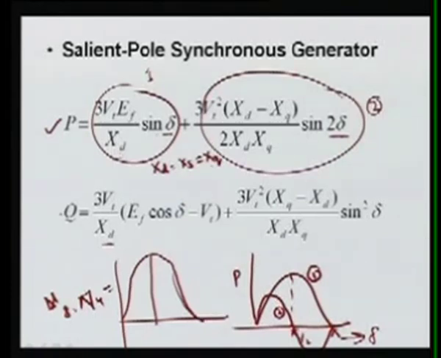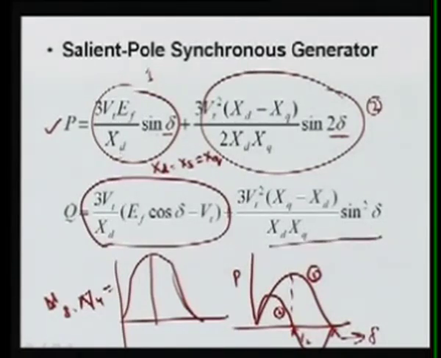Similarly for the reactive power, we had this component earlier in the cylindrical rotor as well, but now we get another component. Here again it is delta, but we get a sine square term. The reactive power is added together, and you can see this is Xq minus Xd, where Xq is less than Xd. These are positive quantities, so this term is going to be reduced. Here P is going to be increased slightly in this zone. Up to here it is increasing and here it is decreasing.